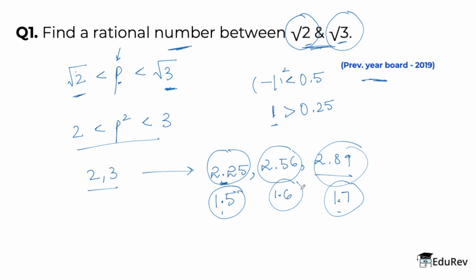Obviously there are many more rational numbers between these two numbers, root 2 and root 3. But for the time being, we were only able to find 1.5, 1.6 and 1.7. They basically asked for one rational number, because the question said that we need to find a rational number. So either you can report all these three or you can just report any one of these.